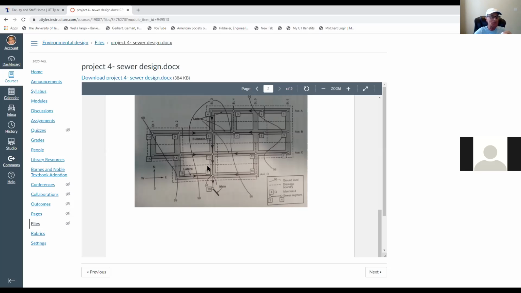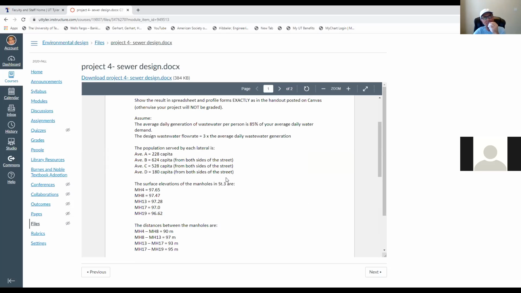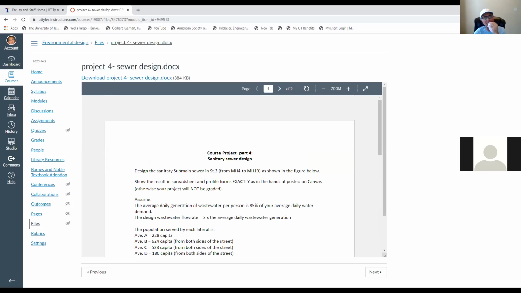Now we need to figure out how much Q is going to run in each of these laterals. This depends on how many people live here, per capita, and how much wastewater they generate. Let's see here. You need to show your result spreadsheet and profile exactly as in the handout. Remember I told you about this last time? Do exactly the same. Don't change anything in the position of the columns or the rows, all right? Keep the same columns.